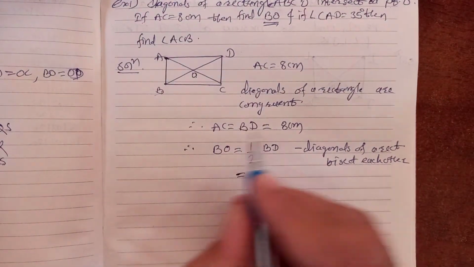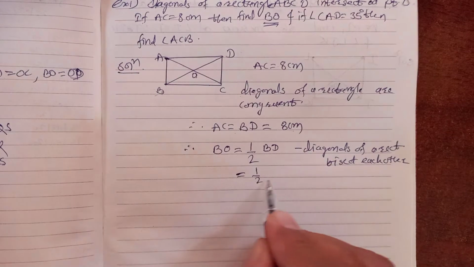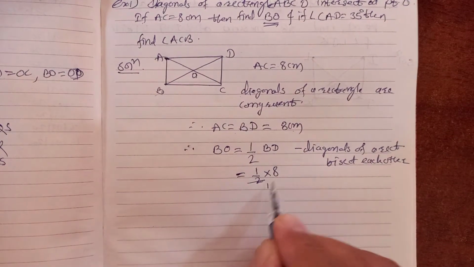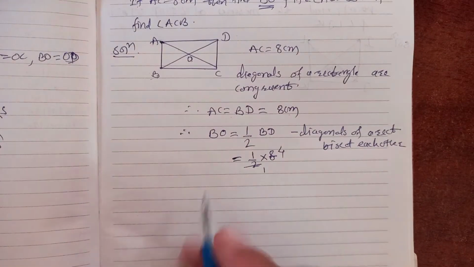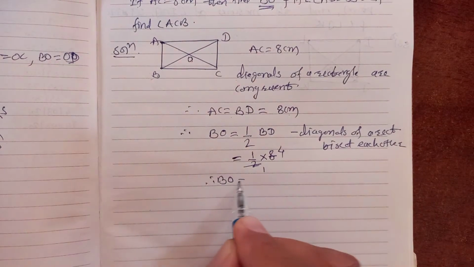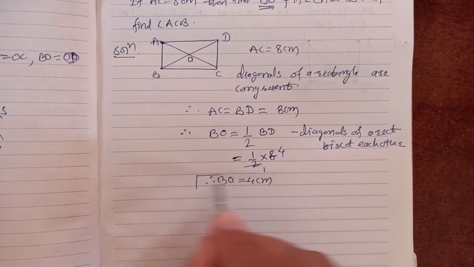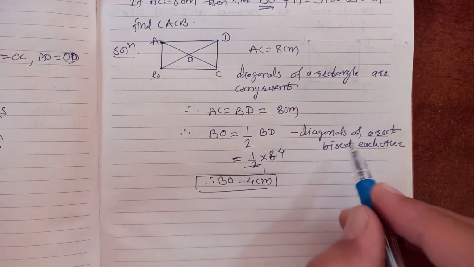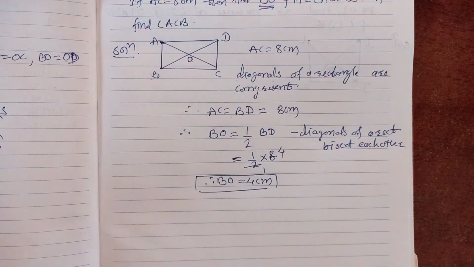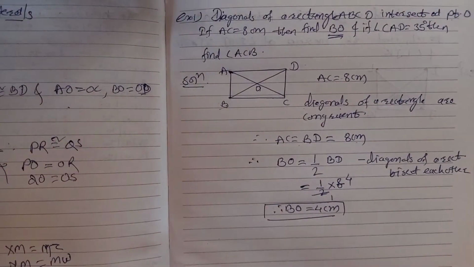So we know BD, we already found here, is 8. 1 upon 2 into 8. 2 1s are 2, 2 4s are 8. Therefore, BO is what? 4 centimeter. Like this, here you have to write. See this reason having the mark. In 10th standard that is very important.